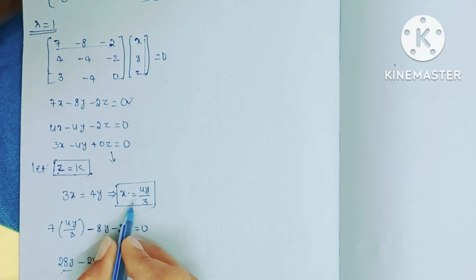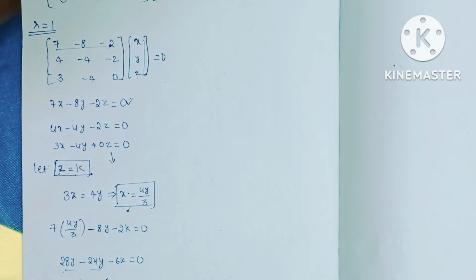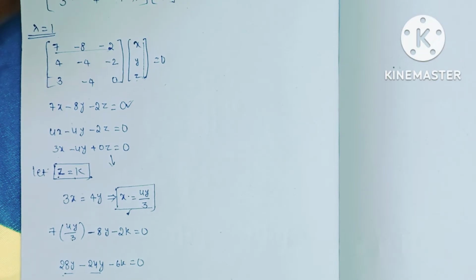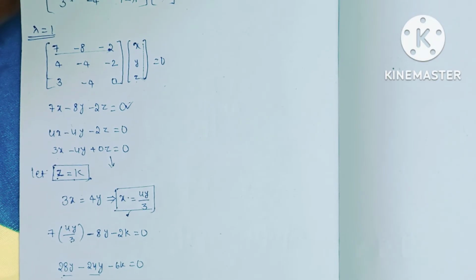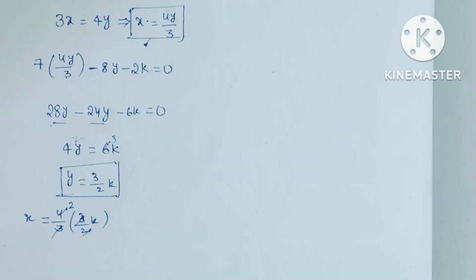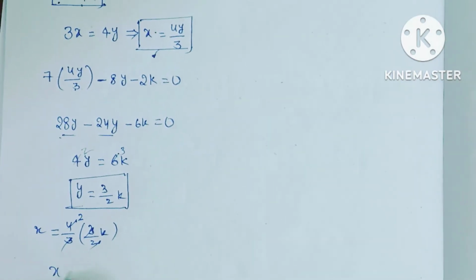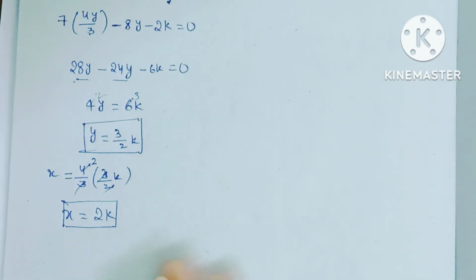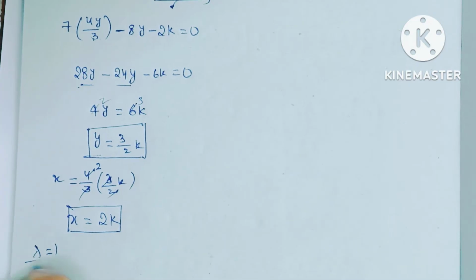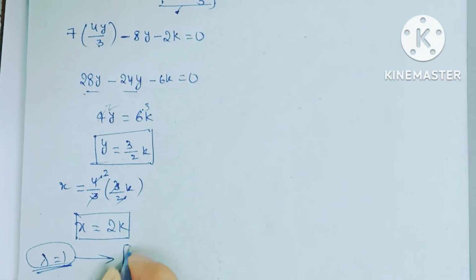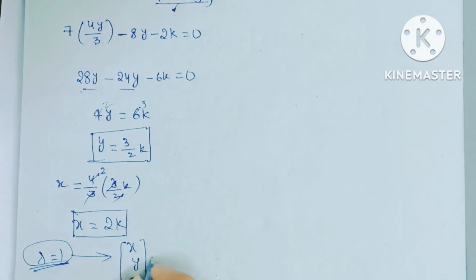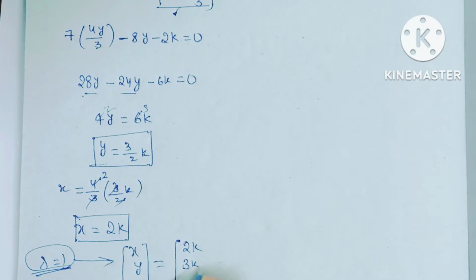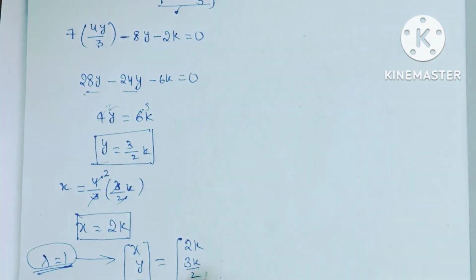From this equation we find x in terms of k. So 4 by 3 y is nothing but 4 by 3 into 3 by 2 k. So the 3s get cancelled, 2 twos are 4, sorry. From here we will get x equal to 2k. So for lambda equal to 1, for this eigenvalue, we get eigenvectors x, y, z where x equal to 2k and y equal to 3k by 2 and z equal to k.